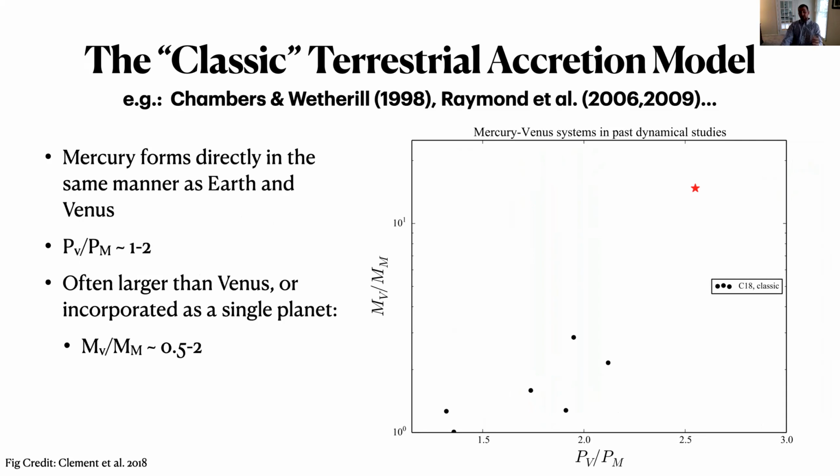Those 6 points are the only Mercury-Venus systems formed in 100 simulations of this classic model of terrestrial planet formation, which throughout this talk, I'll be defining that system as any simulation that forms exactly 2 planets inside of 0.85 AU with the inner one less massive than the outer one. So in this model, Mercury forms just the same as Earth and Venus from the ground up right where it is today. And a big reason there are so few points here is oftentimes Mercury is more massive than Venus, or more commonly, you only end up with 1 massive planet in the Mercury-Venus region.